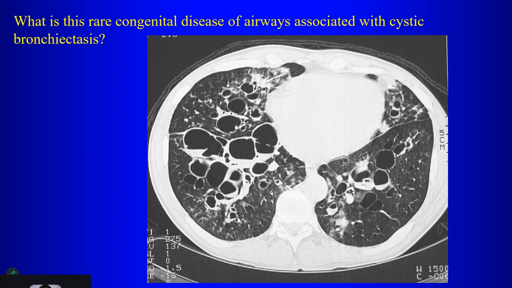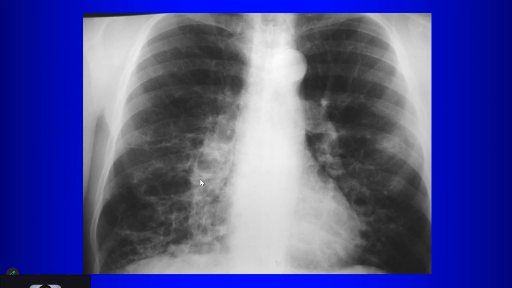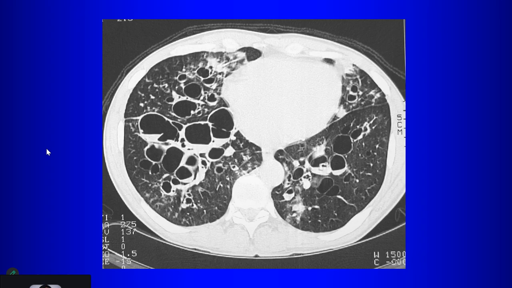Williams-Campbell, right. So that can cause widespread cystic bronchiectasis. It's a deficiency here within the bronchial walls, partial absence of cartilage. And so this affects the more distal airways as opposed to Meunier-Kuhn, which is dilatation of the trachea and the more proximal airways. So these patients also are prone to recurrent infections. They will develop cystic bronchiectasis. So cystic bronchiectasis here, this one has air fluid levels because of the infection. So that is Williams-Campbell syndrome.